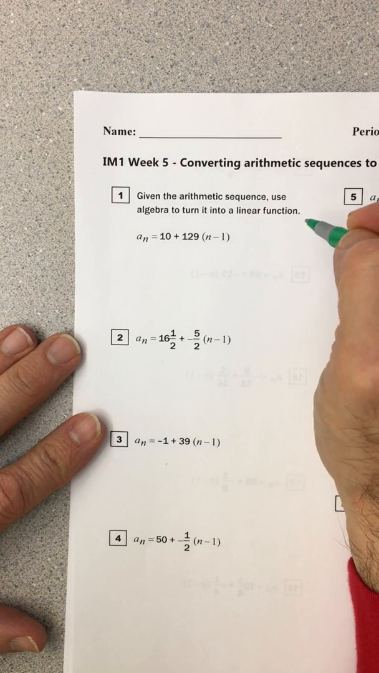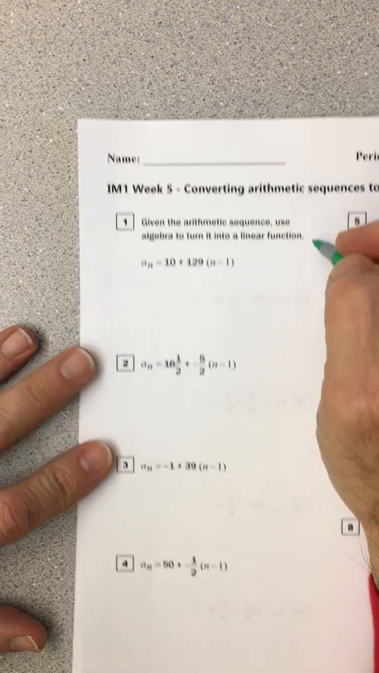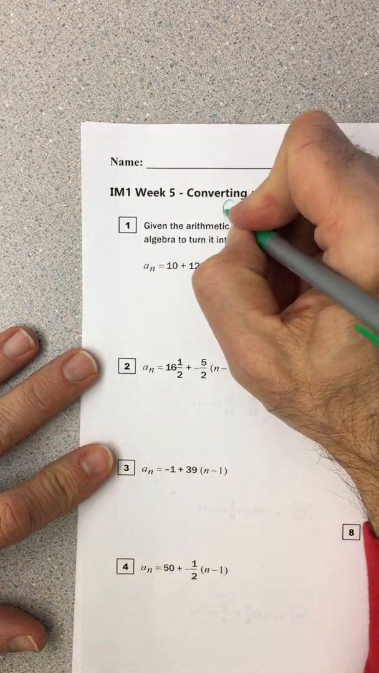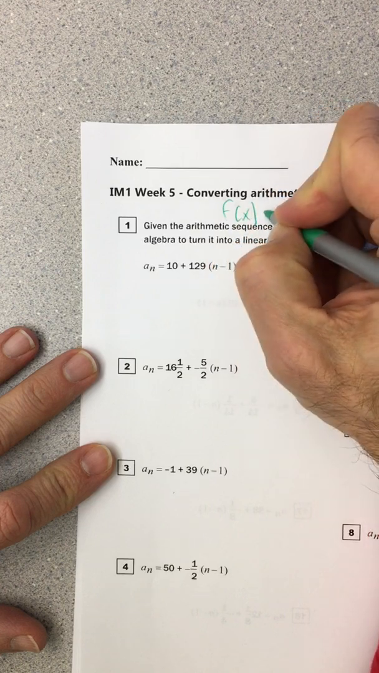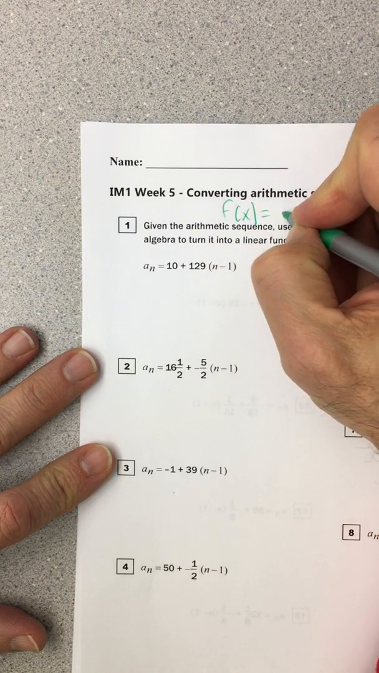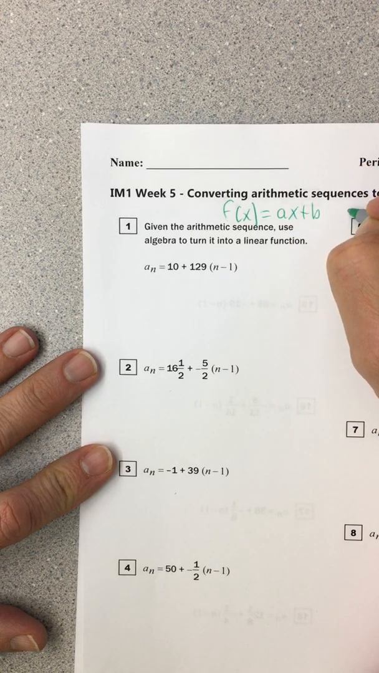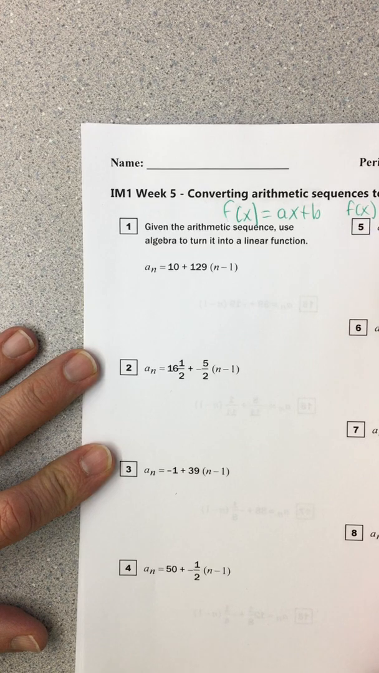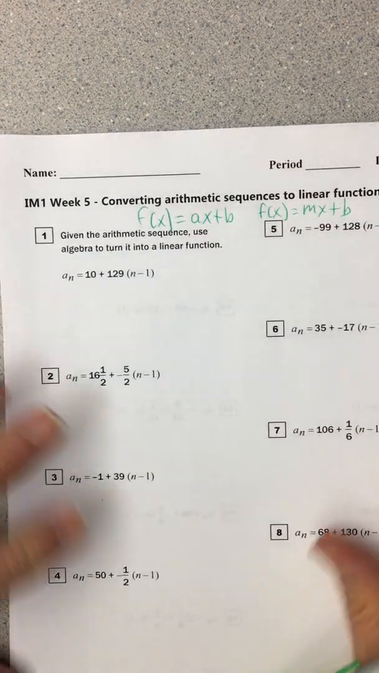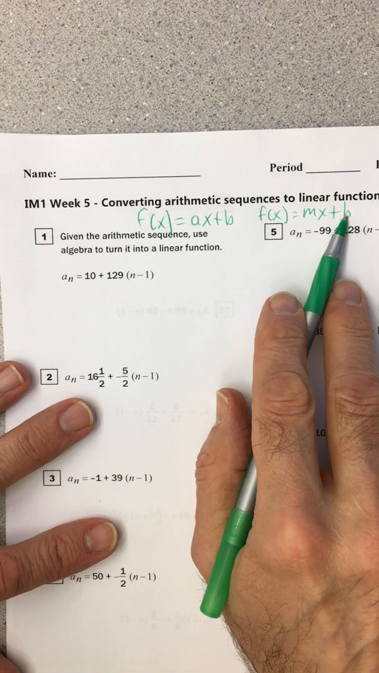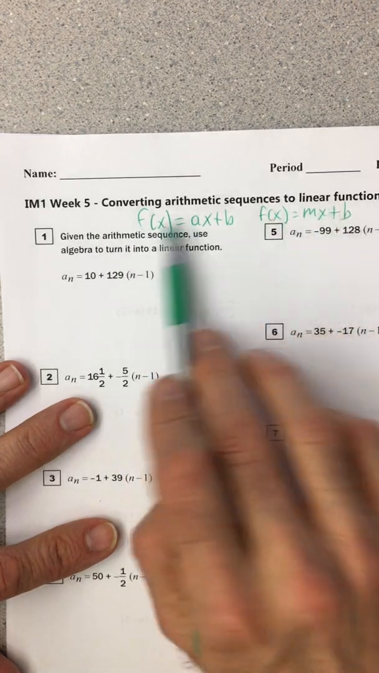Our goal to turn from an arithmetic sequence is to get it to look like this: f of x equals ax plus b, or f of x equals mx plus b, something like that. So this is known as slope-intercept form. You may have heard of it before, but this is a linear function.